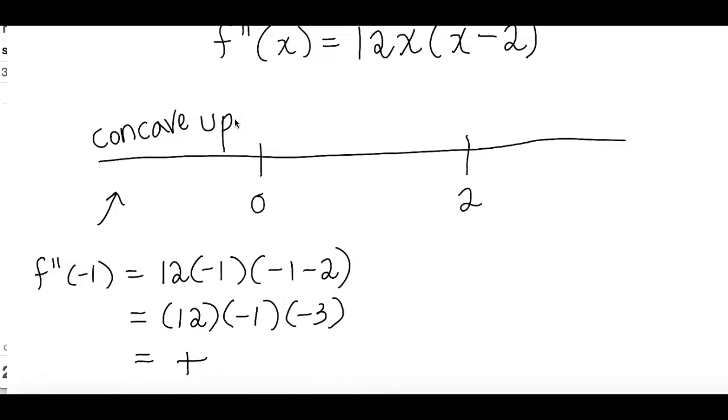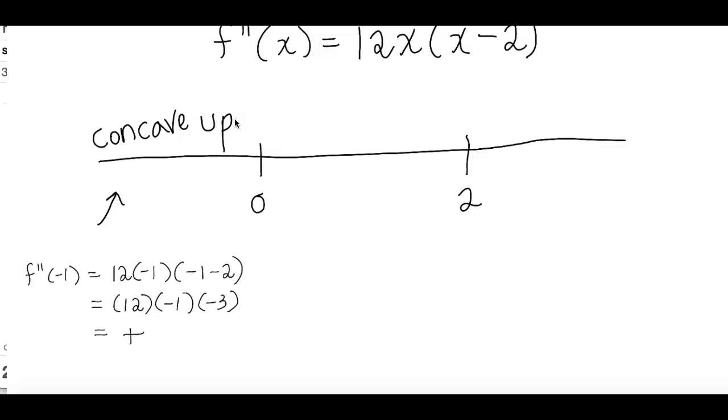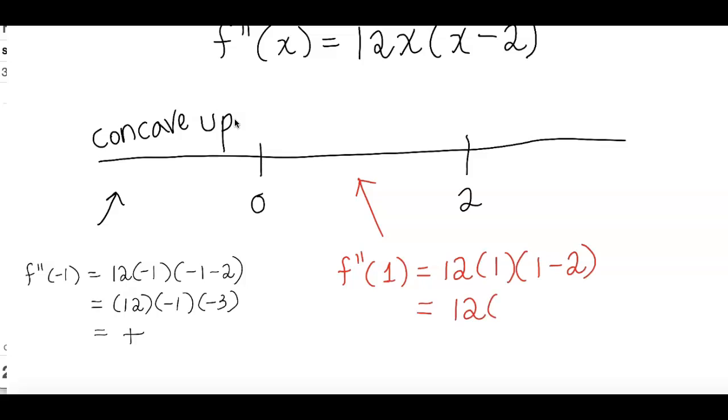Because they said these are points of inflection, I know the middle section will be concave down. But I'm not gonna just believe what someone tells me. I will check it myself. What about f double prime of 1? 1 is in between 0 and 2. So if I plug in 1, I'll get 12 times 1 times 1 minus 2. This is 12 times positive 1 times -1. Because of that -1, this thing turns out to be negative. So I get that the middle interval is concave down.